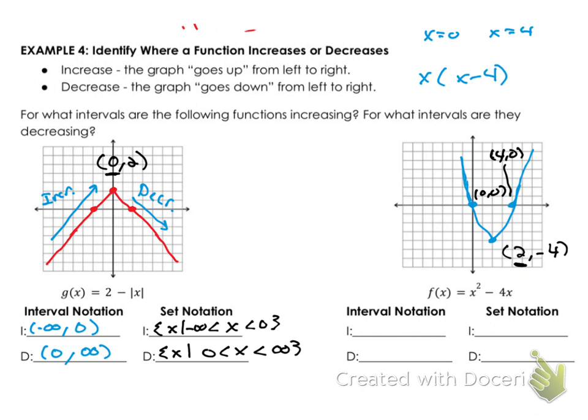So, reading it from left to right. Left to right, it's going down, it's decreasing, and then it is increasing. Decreasing, increasing. It's decreasing to 2, and it's increasing from 2. Okay, we're dealing with the x values. Now, if we're looking at the x values, it's decreasing from negative infinity to 2, and then it's increasing from 2 to infinity. Okay? 2 to infinity.